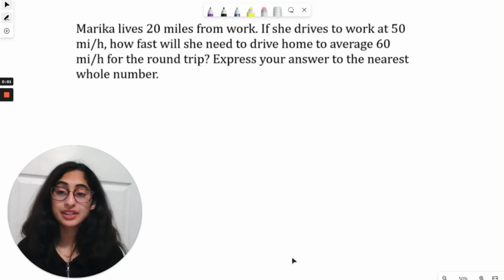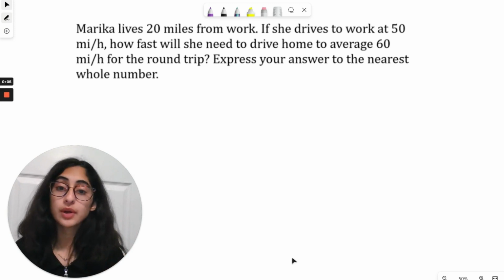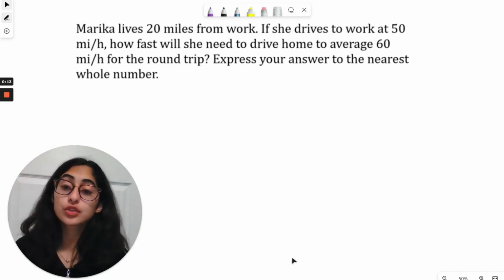All right, so this question says Marika lives 20 miles from work. So if she drives to work at 50 miles per hour, how fast will she need to drive home if she wants to average 60 miles per hour for the whole trip, the whole round trip, there and back? So we need to express our answer to the nearest whole number.